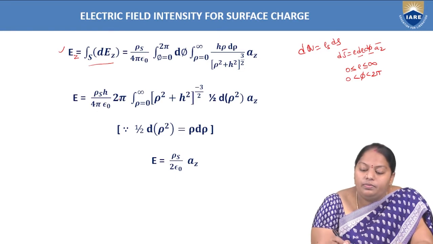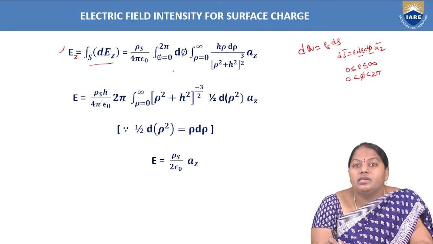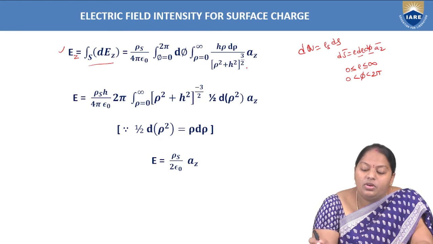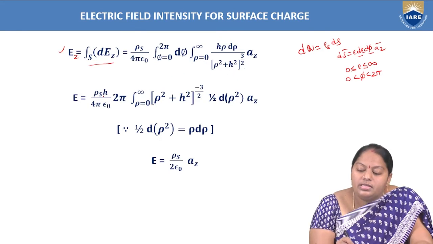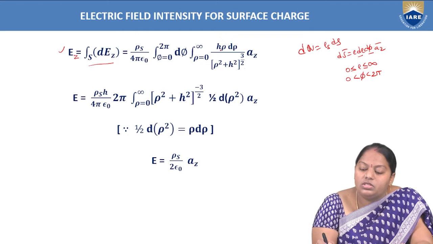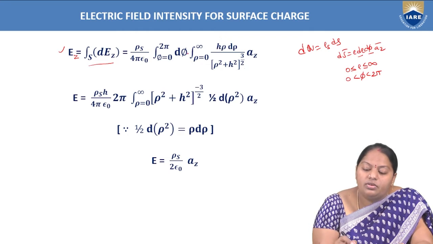Okay, so if you consider the constant terms and integrate with respect to the respective variables phi and rho, then the above equation becomes rho s into h. Here h is a constant, hence we will be considering it outside of the integration.